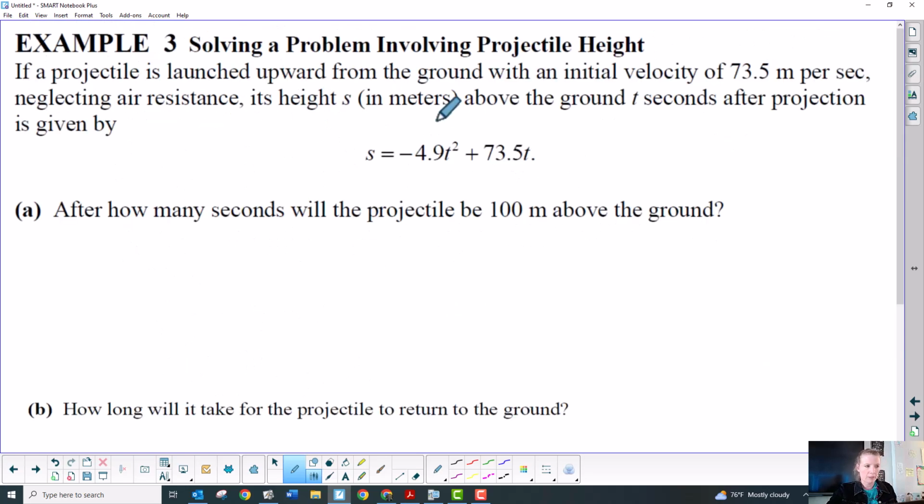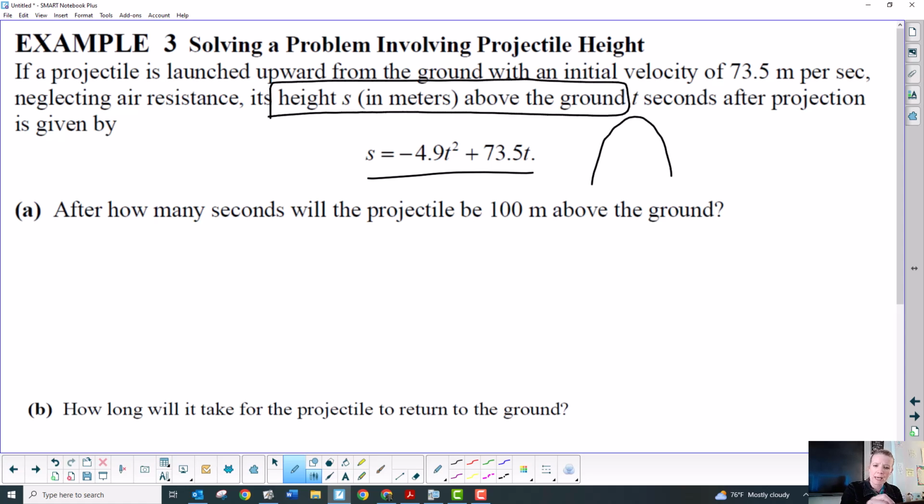This one we're going to use our calculator because it gives us the formula for a projectile that is launched upward, so it looks like this. It's a parabola. They give me the formula, and it says after how many seconds will the projectile be 100 meters above the ground? So your height in meters above the ground is S, so I'm just going to plug the 100 in where the S is.